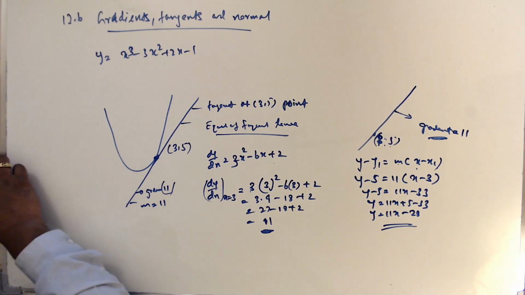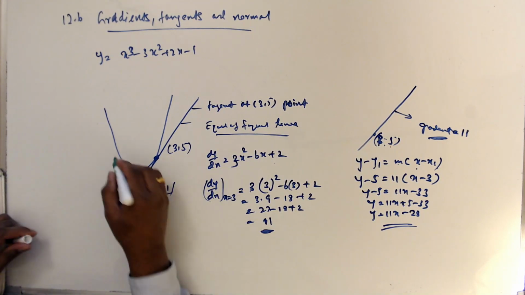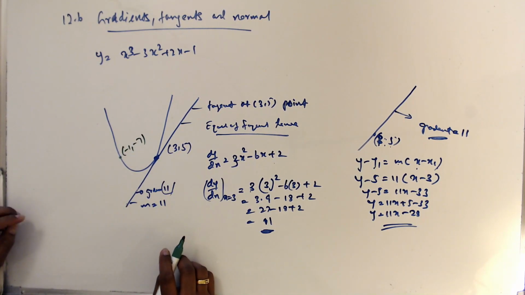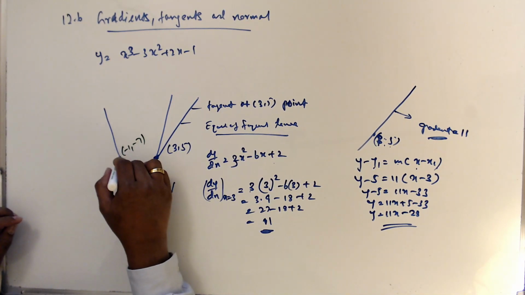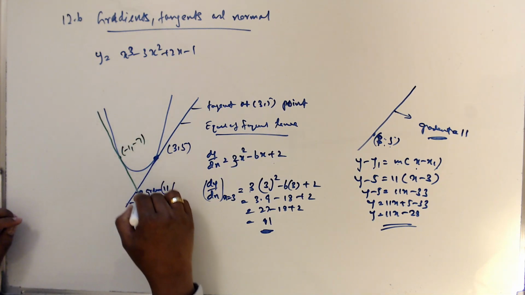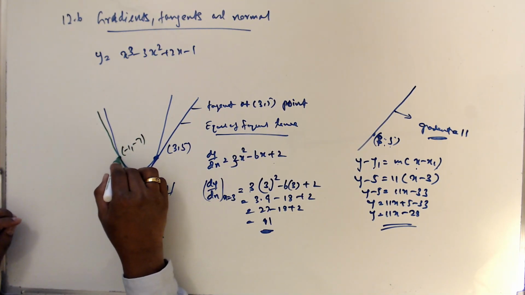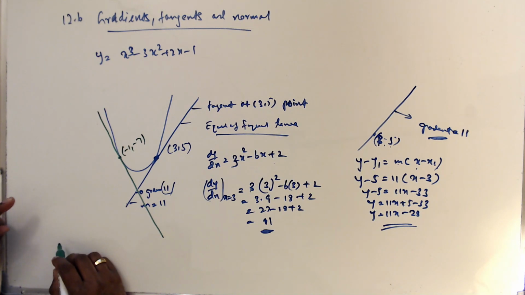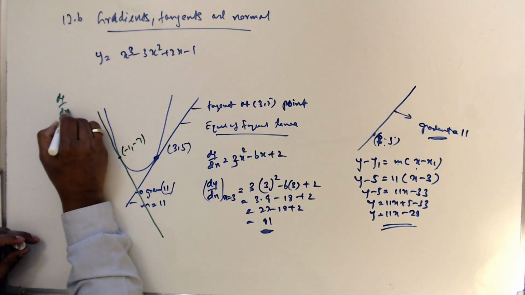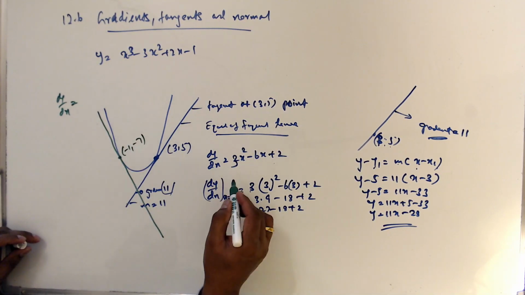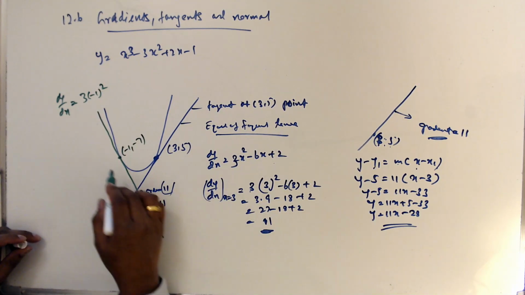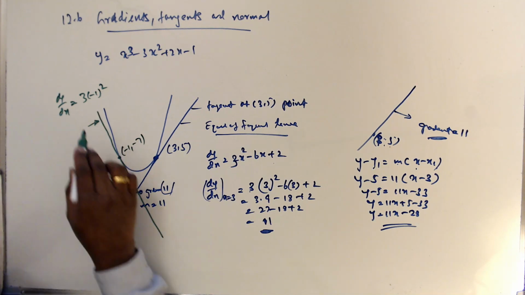Let's consider another point on this curve. So this is (-1, -7). Now, I draw a tangent to this point. I want to find the equation of this line. So I know dy by dx, 3 times (-1) squared. I am going to find the gradient of the tangent line.